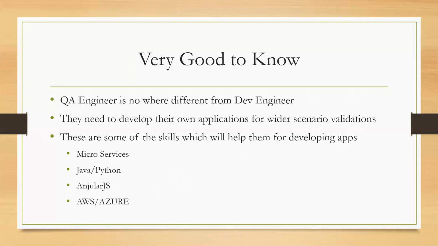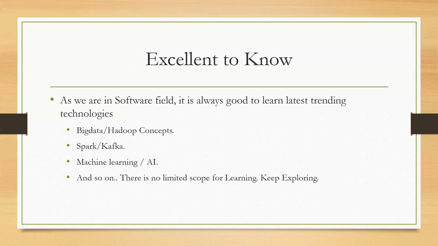You may need to develop some kind of tools using maybe big data or machine learning technologies, or some simple microservices. So it's very good to have these skills for a QA engineer: microservices, Java, Python, AngularJS, some exposure to AWS and Azure to create VM instances. And yes, excellent to know. These are the current trending technologies in the market: big data, Hadoop concepts, Spark, Kafka, machine learning, AI.